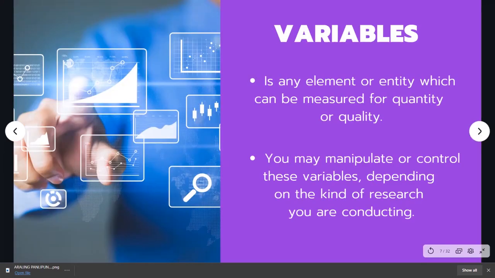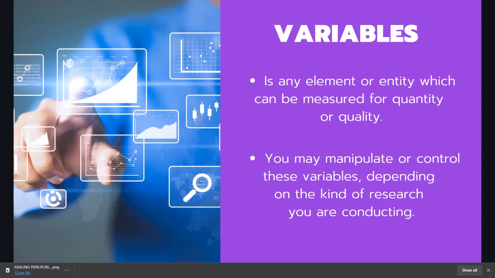So at this point, we are going to know what a variable is. A variable is any element or entity which can be measured per quantity or quality. You may manipulate or control these variables depending on the kind of research you are conducting. So this is an entity that can take on different values. This is also an aspect of theory that can vary or change as part of the interaction within the theory. Anything that can vary can be considered a variable. These are needed to understand differences in a particular research study.